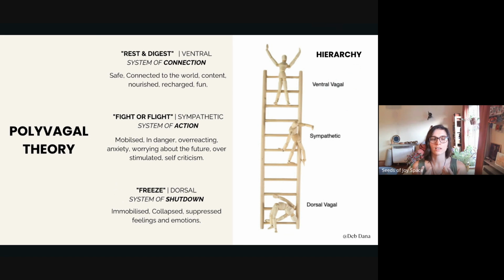But the hierarchy also applies to how we are moving through the nervous states. In order for us to come out of freeze, we need to move through fight or flight. We cannot move from freeze to rest and digest. We cannot jump ahead. That's just the nature of our nervous system. So there is that hierarchy that is quite interesting to be aware of.